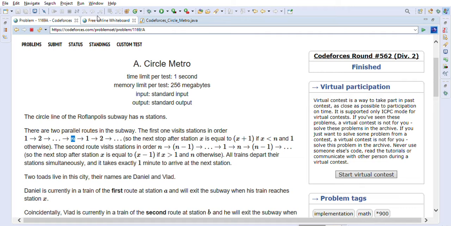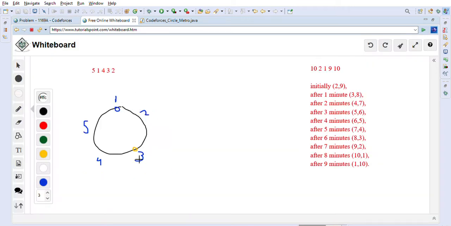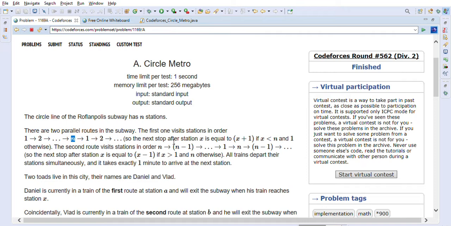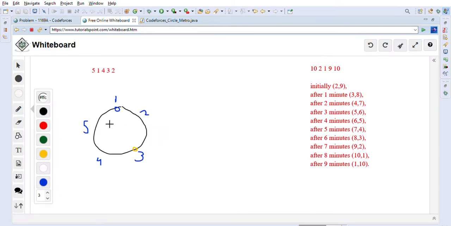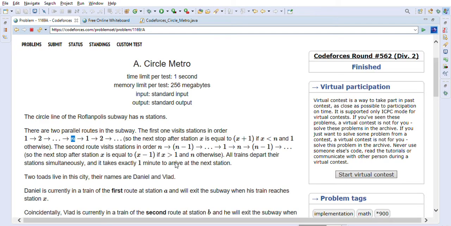So if you draw it, for example, it will be like this: 1, 2, 3, 4, 5, and after station 5 again you reach station 1 because it's a circular line. The second route visits stations in order n to 1, and after 1 again it will reach n, because it's a circular path. So you can imagine one line goes in this direction, 1, 2, 3, 4, 5. Another line will go in the opposite direction, like this: 5, 4, 3, 2, 1, and again it will reach 5. So there are two tracks, one opposite to each other. That's what they are saying here.